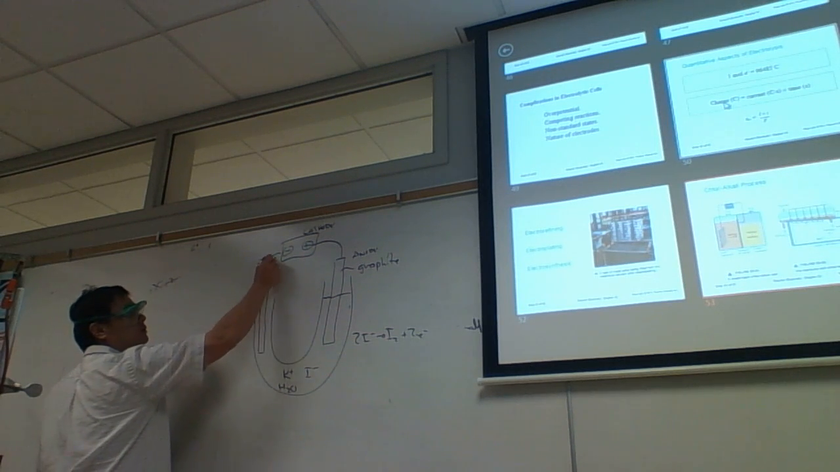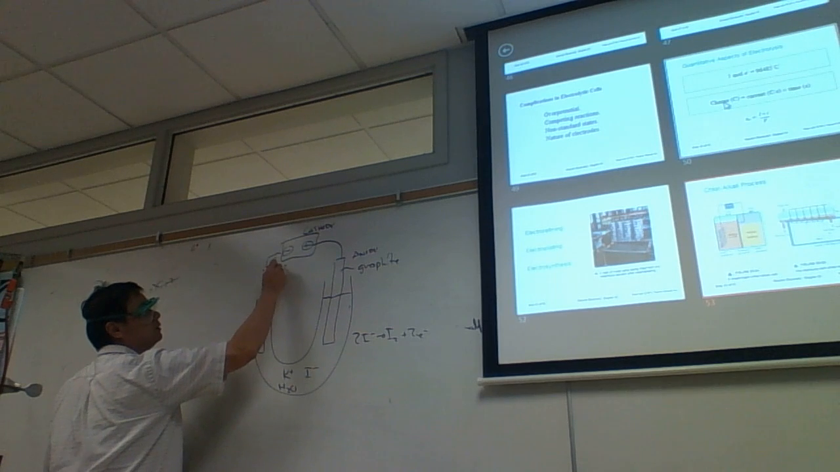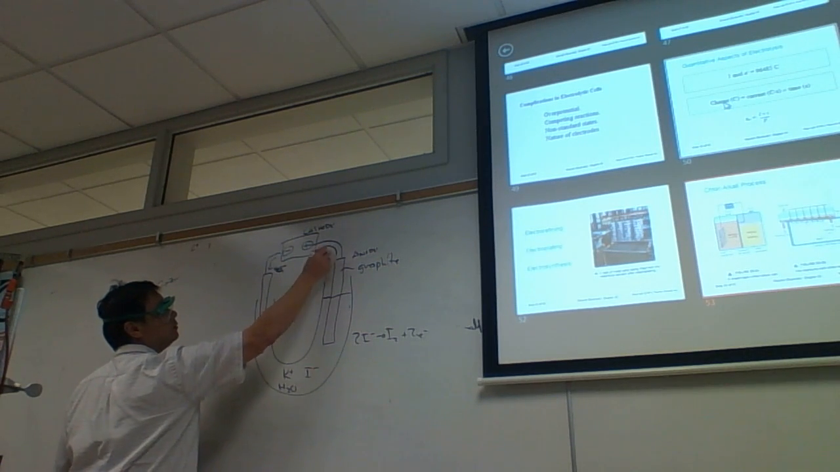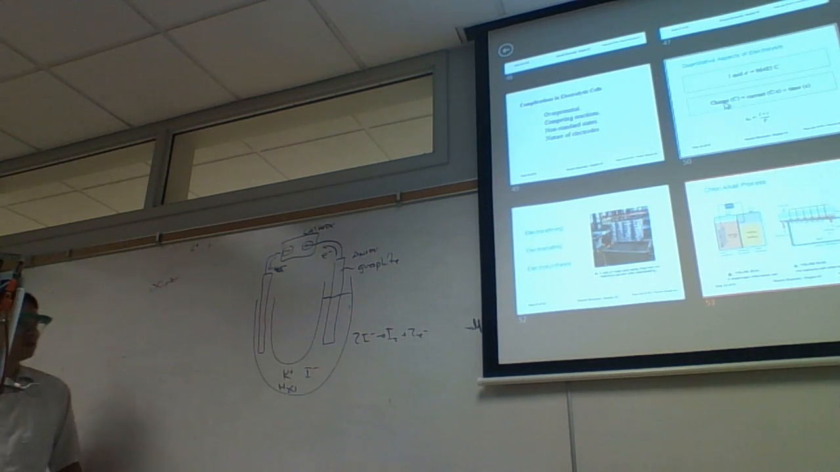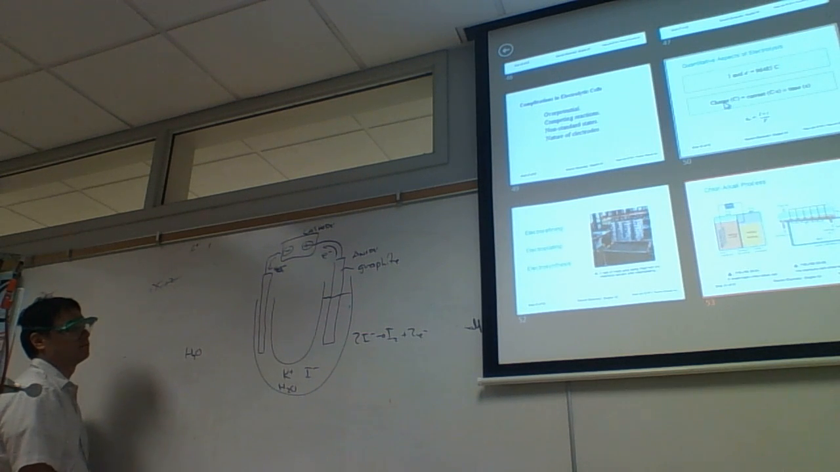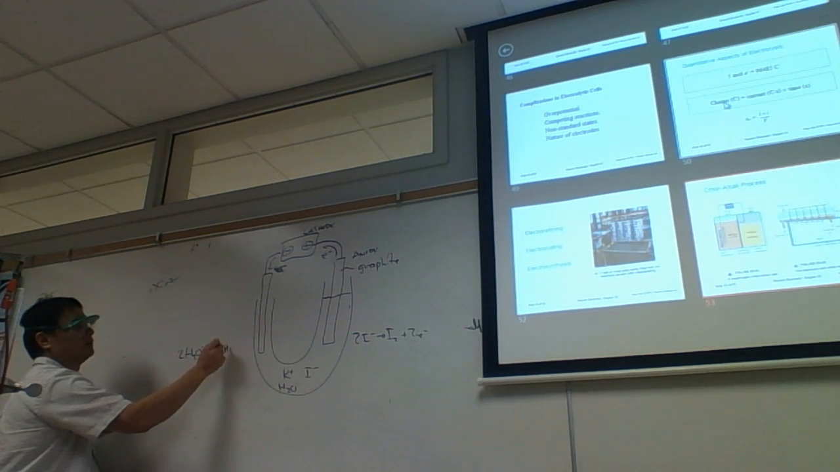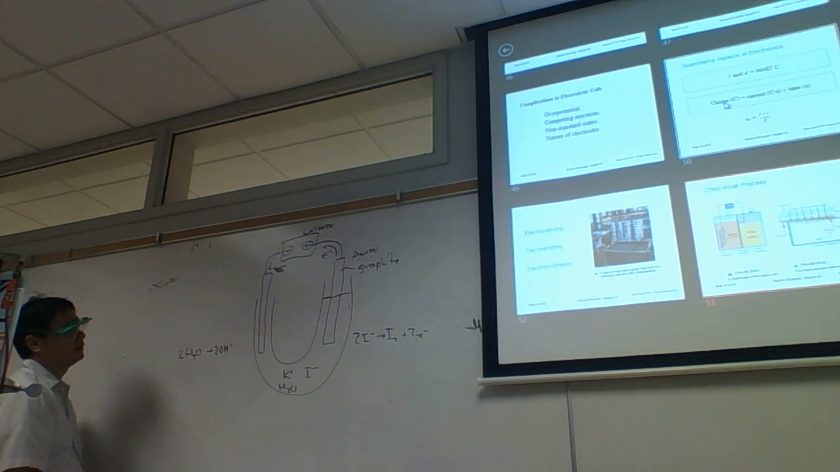Okay, now we're going to reduce something over here. We're going to reduce the species with the highest reduction potential. So what has the highest reduction potential over here? Water. Water has the highest reduction potential. In fact, we're going to take 2 waters and we're going to form 2 hydroxides, right?